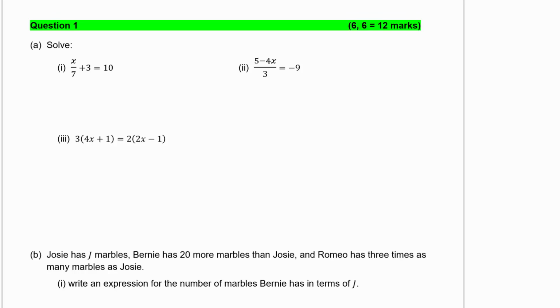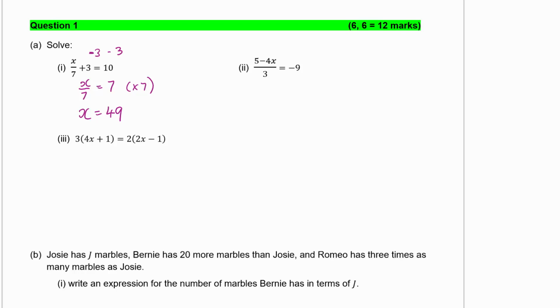So we want to solve the following equations. For this one, my first step would be to subtract 3 from either side. I would then have x over 7 equals 7, and then I would multiply both sides by 7, giving me x is equal to 49. Let's move to the next one.